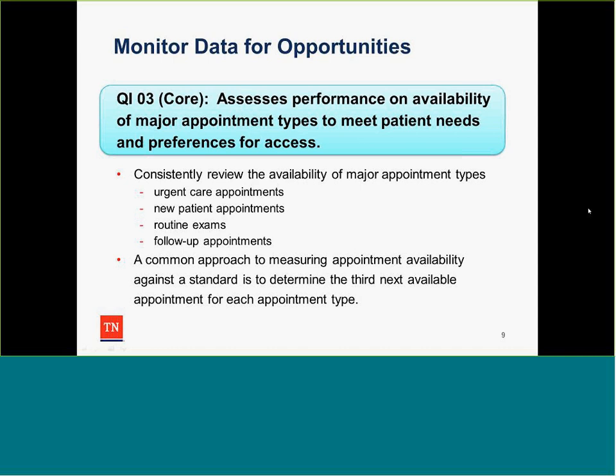Number UI3, assess performance on availability of major appointment types to meet patient needs and preferences. So patients who can't get in on time with their primary care provider may seek out-of-network care, which of course leads to potential higher cost and treatment from a provider who doesn't know their medical history.